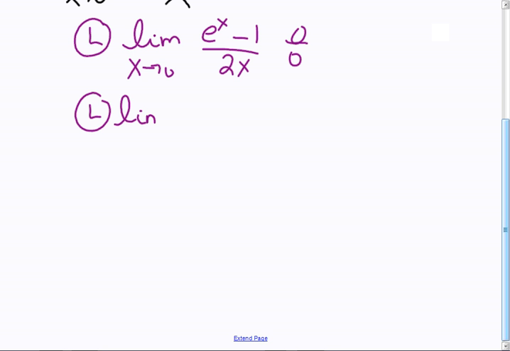What's the derivative of this one? Over what? 2. And so that's equal to 1/2.